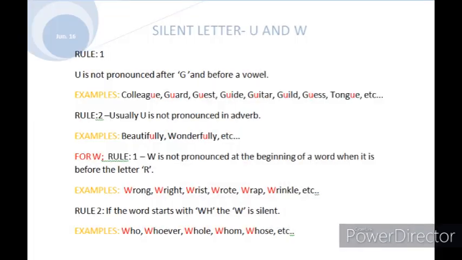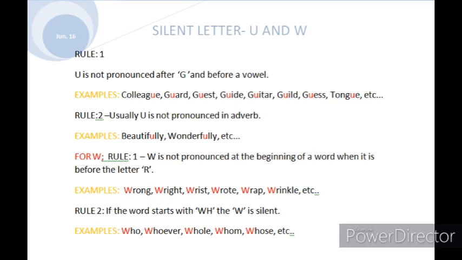Next, we'll move to silent letter W. Here we have three rules, not two rules. First one, W is not pronounced at the beginning of a word when it is before the letter R. For example, write, W-R-I-T-E, write the spelling, but we used to say write. So W is silent here. Then wrong, wrist, wrote, wrap, wrinkle.